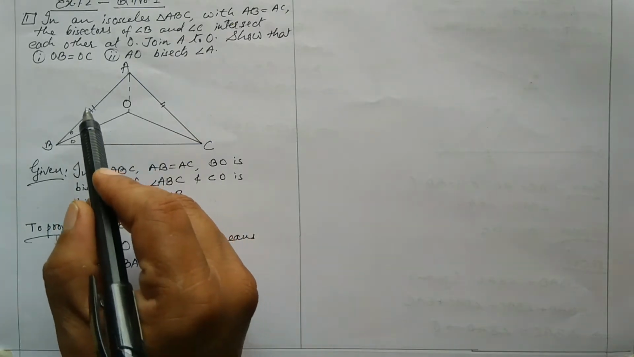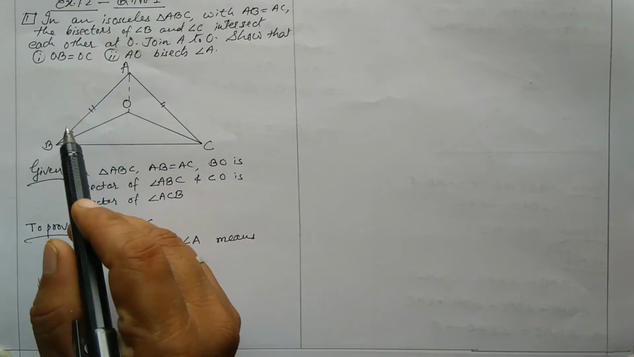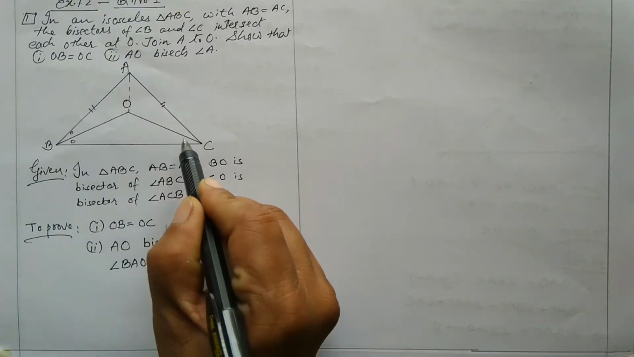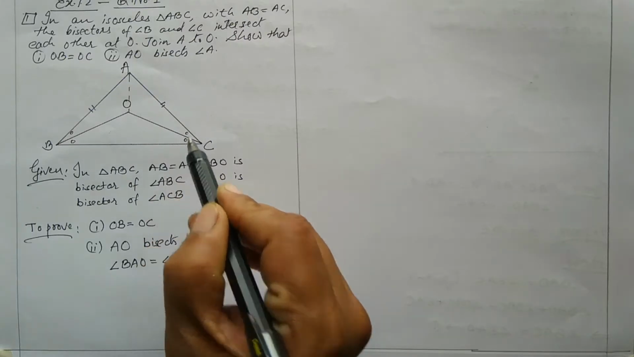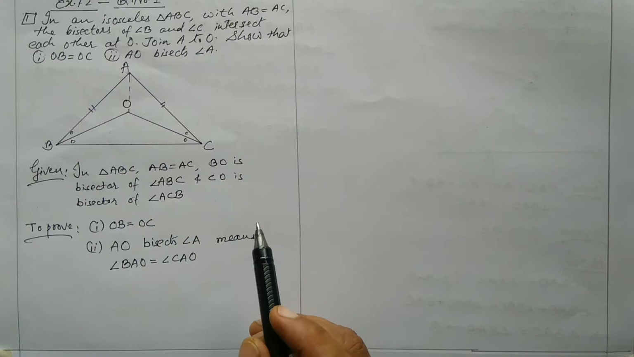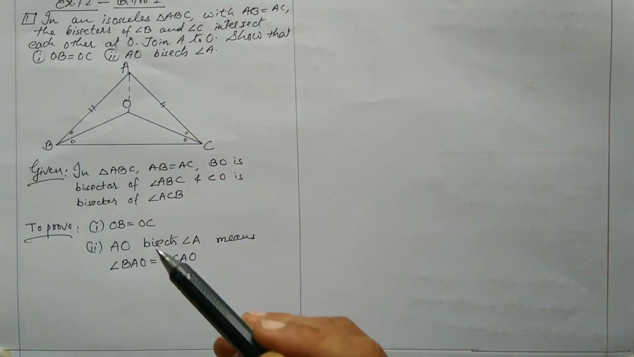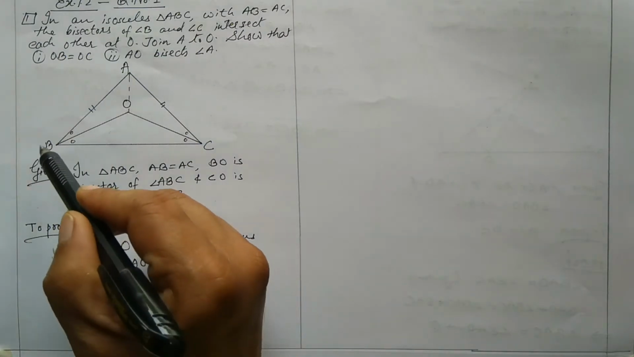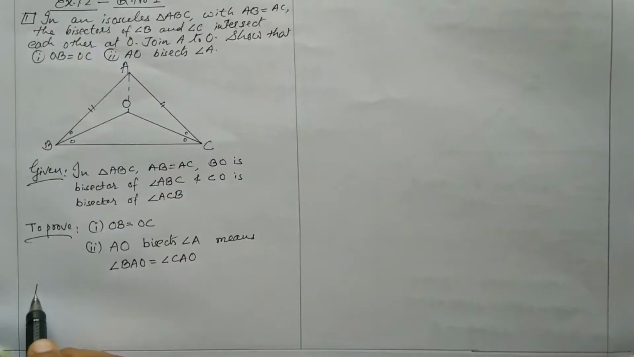As AB is equal to AC, the angles opposite to them are also equal. So I will show this by the same marking, or you can take different marking also. You have to prove that OB is equal to OC, and that AO bisects angle A. Another meaning is angle BAO is equal to CAO. Let us see the proof of this.